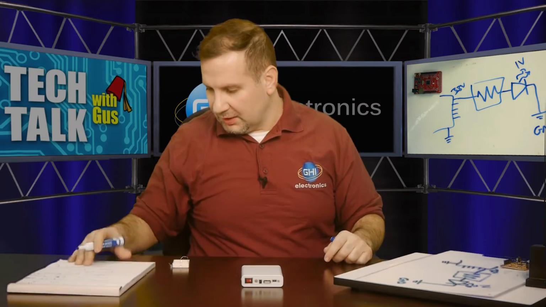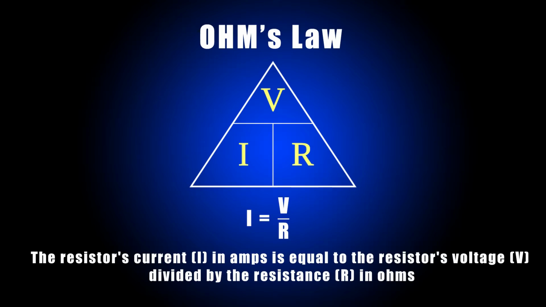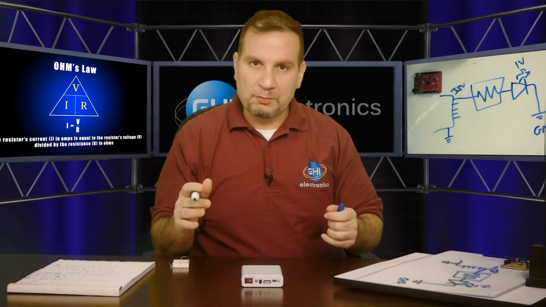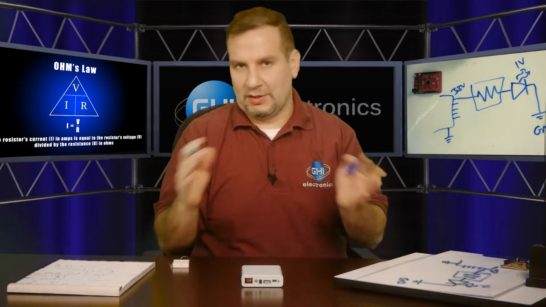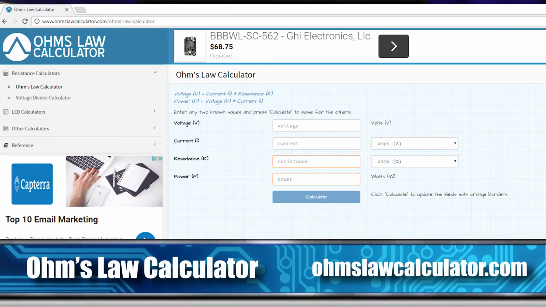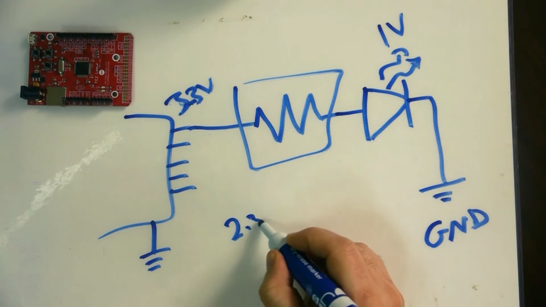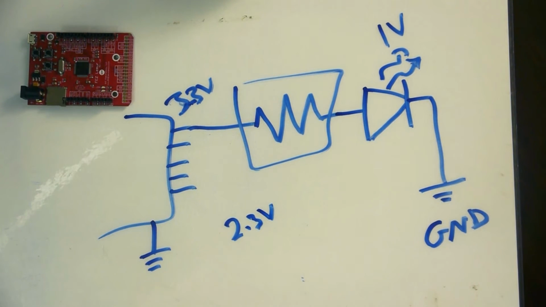Now, I did some math earlier. Ohm's Law is what is used to convert between resistance and current and voltage. It's a very simple formula, but you don't even need to know the formula. Just search Ohm's Law calculator, and you can just enter the two values, and you will have the third, which in this case, we have 2.3 volts going across the resistor.